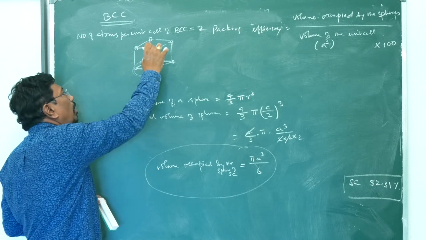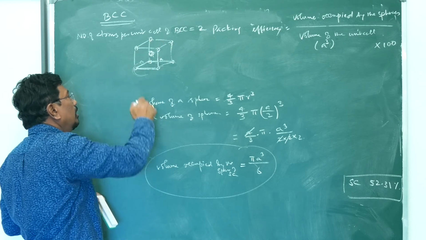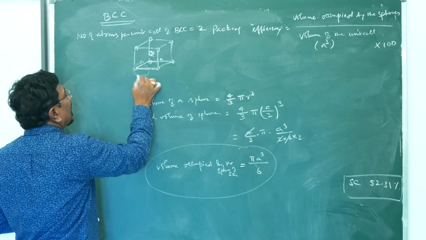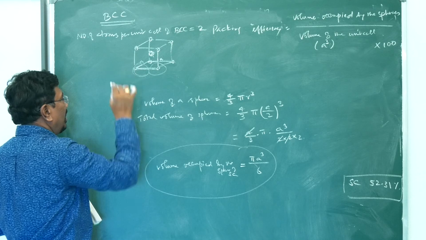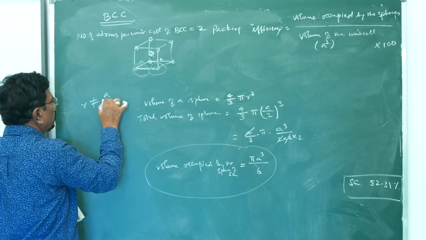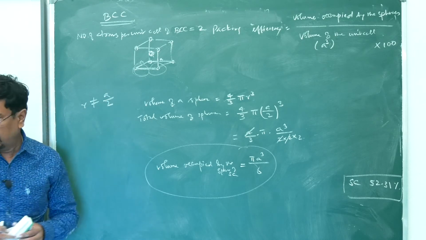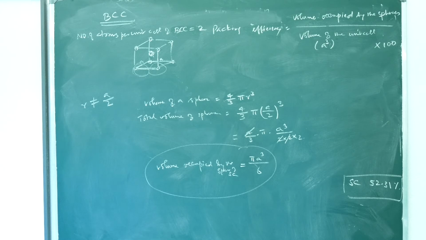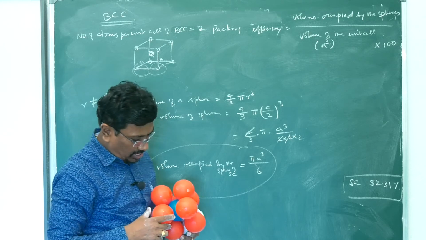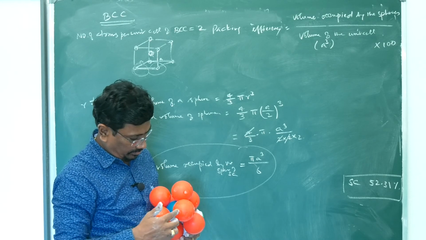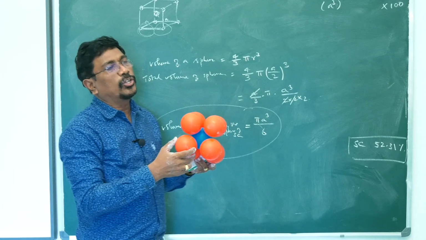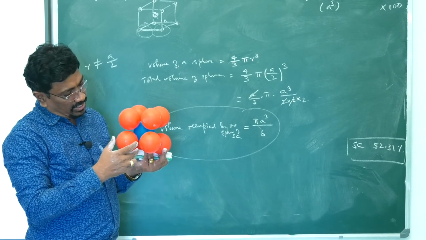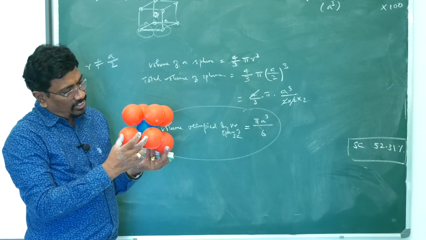When a body-centered atom comes in, the two atoms cannot touch each other, and therefore the radius cannot be half of a. r is not equal to a by 2. Why? You just see the model. Here the atoms are not touching each other. In a body-centered cubic arrangement, the distance a is not equal to 2r.